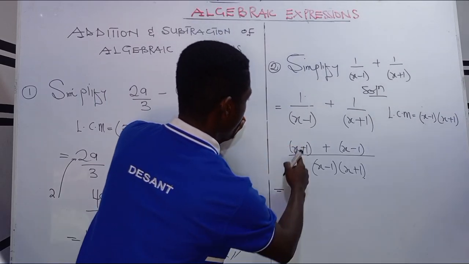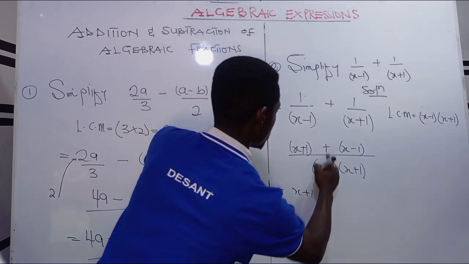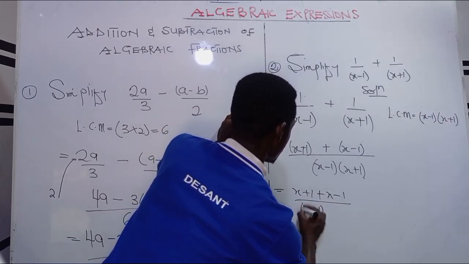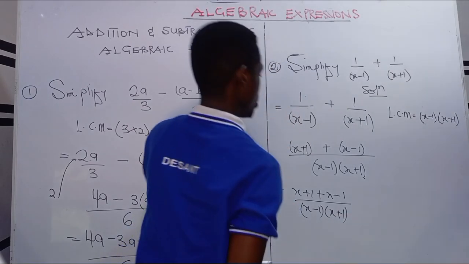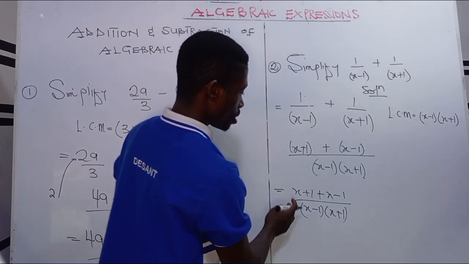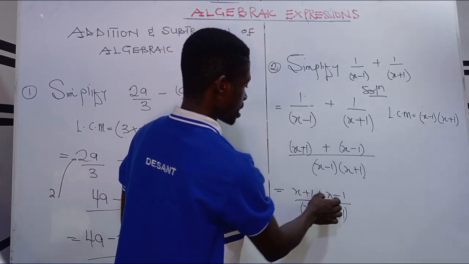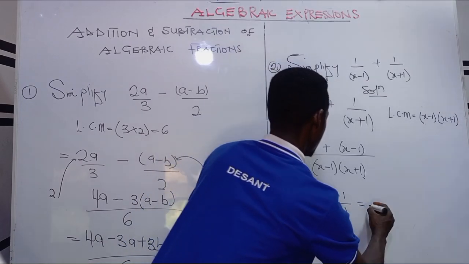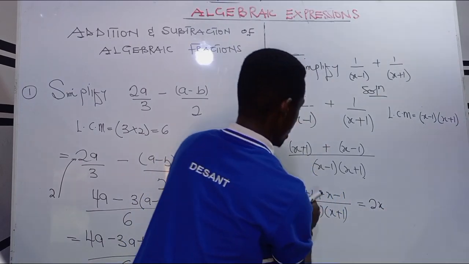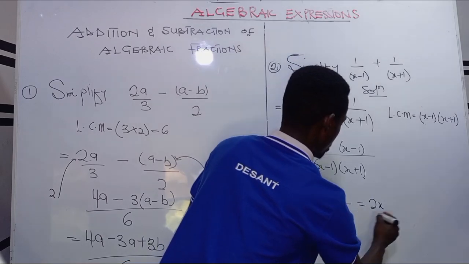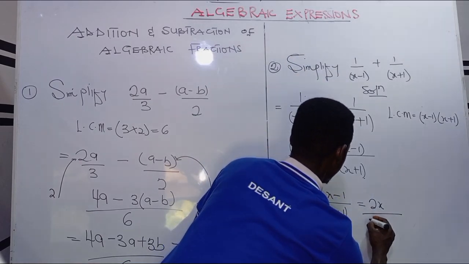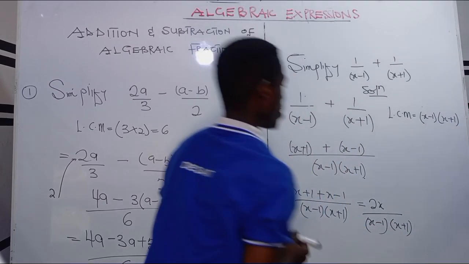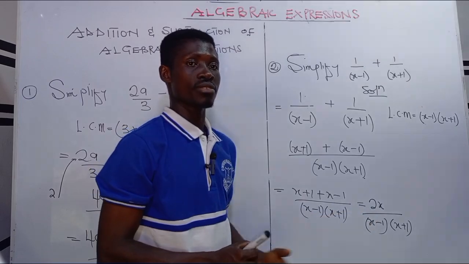So we have x plus 1 plus x minus 1 all over the LCM, x minus 1, x plus 1. So we can group like terms, x and then 1 and 1. When we group the like terms, x plus x will give us 2x, and then 1 minus 1 will give us what? 0. So we are left with 2x all over x minus 1, x plus 1. Very, very easy. I guess you had this very answer.